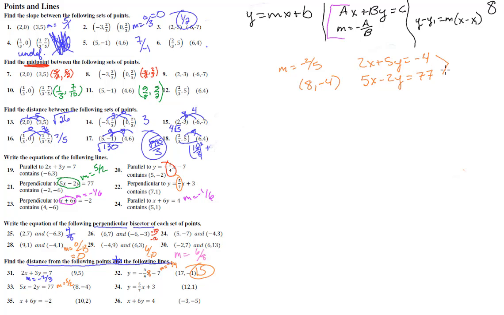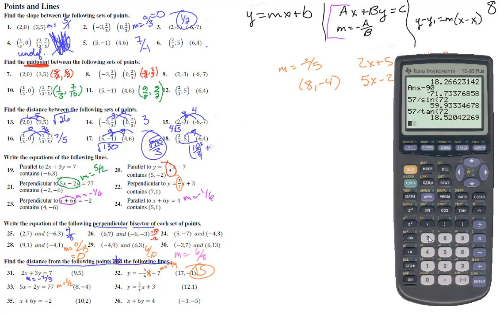Let me see. Looks like we can times the top one by a 2 and the bottom one by a 5. And that will eliminate the y's. So we get 4x plus 25x is 29x. Oh boy, those are gone. And then we get negative 8 plus, what is that, 385? I better get my calculator out just to make sure I don't mess it up.